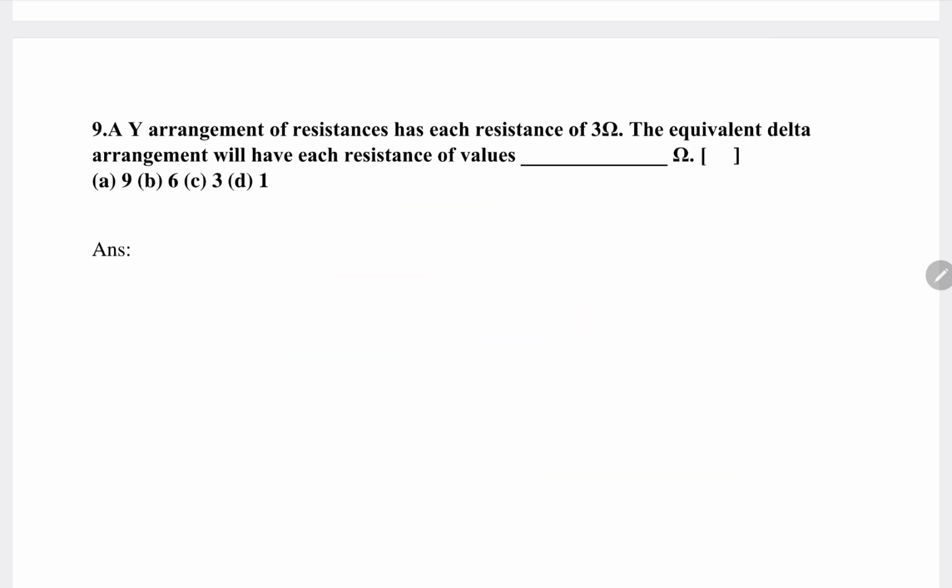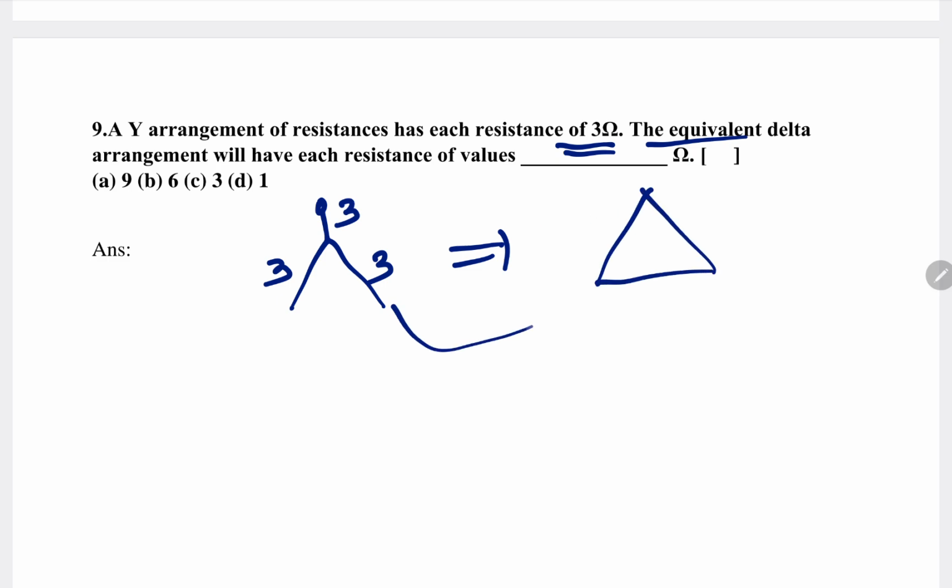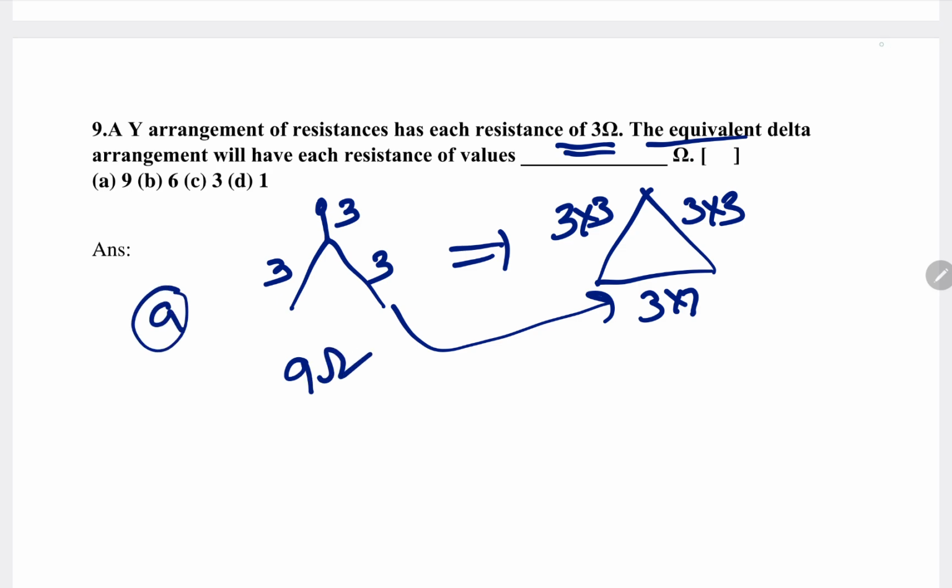Now let us see the ninth question. A star arrangement of resistors, each resistance is 3 ohm, and the equivalent delta arrangement. Just now we have seen weak to strong, that means 3 times. So 3 into 3, 3 into 3, 3 into 3, it becomes 9 ohms. So the answer is A.